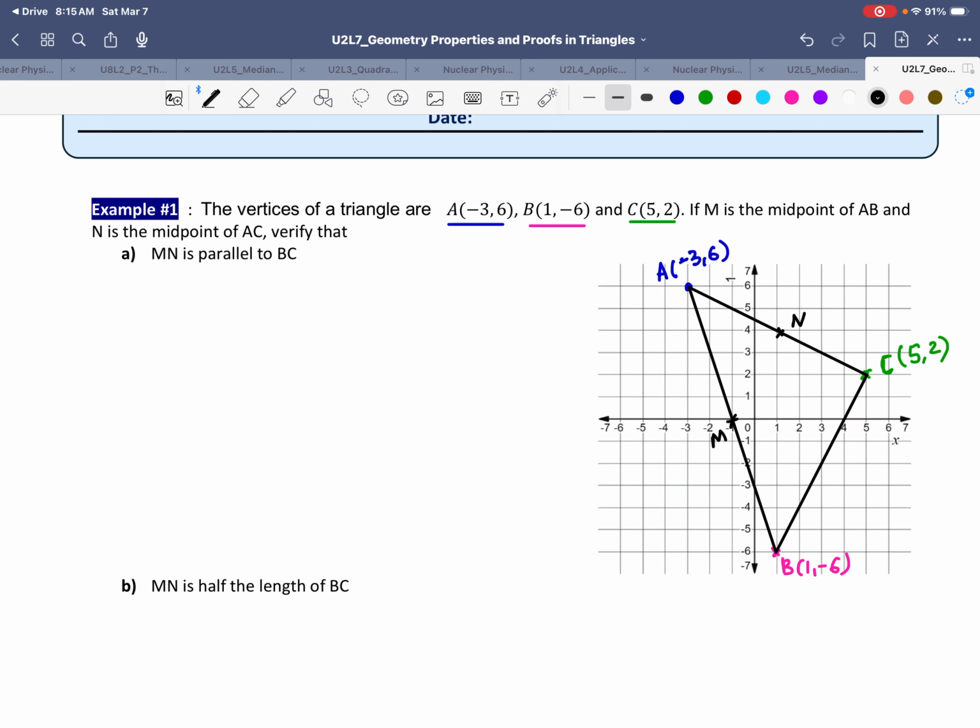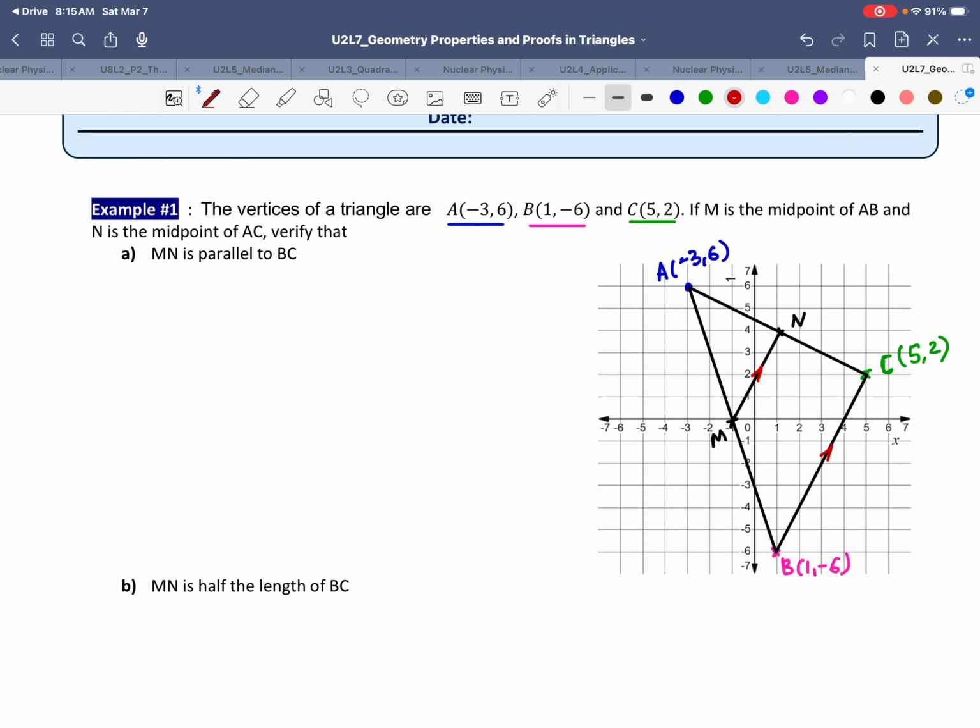Now we're going to connect these 2 points because we want to talk about this line a little bit, the line MN. And next, we have to read the question. So we need to verify that MN, this is M to N, is parallel to BC. This is B to C. So what I'm trying to prove is that this is parallel to this. So let's get to work.